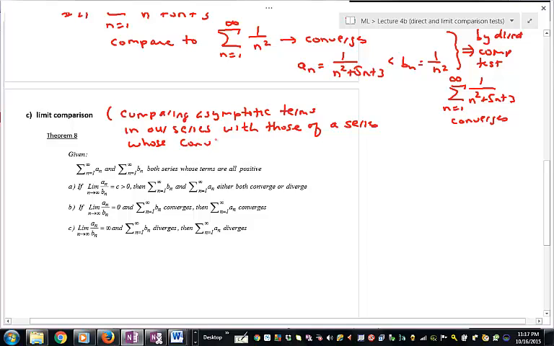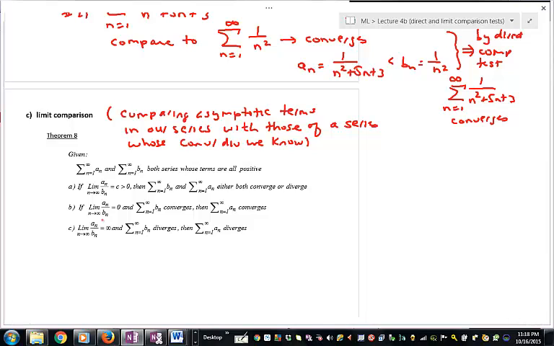Whose convergence or divergence we know. And so this theorem says the following. If we have an A series and a B series, and now the terms all have to be positive, if the limit of the ratio of the terms in those series, an over bn, is equal to a positive constant, then either both converge or both diverge. Okay?